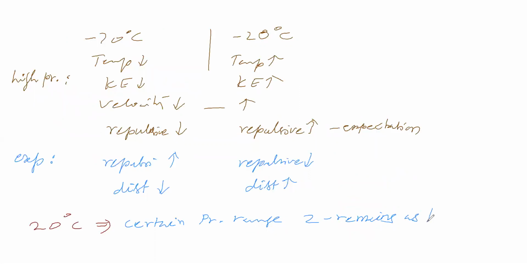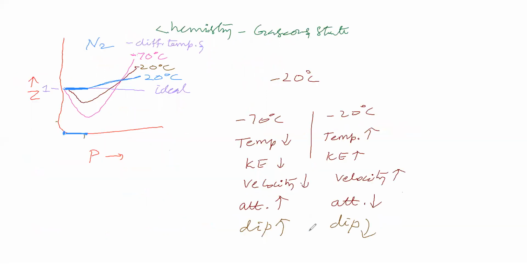Z remains as 1 means nitrogen gas has what behavior? Nitrogen gas has ideal behavior. Now see, when the pressure range is this much, Z is 1. That means nitrogen gas is having ideal behavior. Nitrogen gas is acting as an ideal gas.